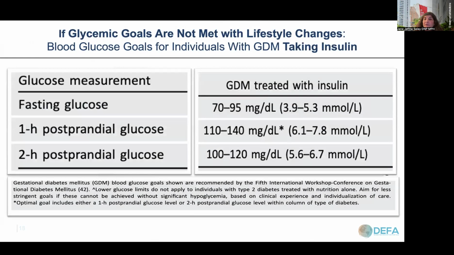So these are the goals now for someone taking insulin, because we don't want them getting low. So you see that we have a range now from this to this, whereas before we just said less than the tipping point number. So for fasting, the range would be 70 to 95 milligrams per deciliter, which is 3.9 to 5.3 millimoles. And for people doing 1 hour postprandials, they shouldn't be below 110 milligrams per deciliter or 6.1 millimoles. And for 2 hour postprandial, they shouldn't go below 100 milligrams per deciliter or 5.6 millimoles.